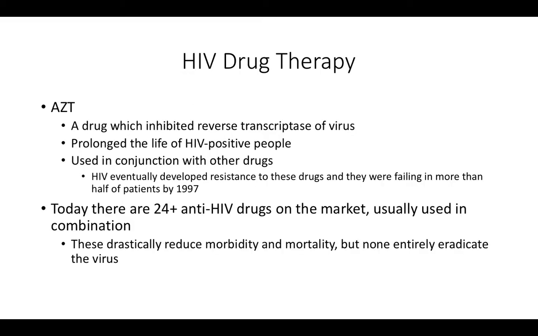AZT is a drug that was developed, I think, in the 1980s and inhibited the reverse transcriptase process of reproducing the viral RNA. It prolonged the life of many HIV-positive people for a really long time, and it was often used in conjunction, like a triple cocktail, with two other drugs. But eventually HIV had mutated to the point where it developed resistance to those drugs, and they were failing in over half of patients by the year 1997.